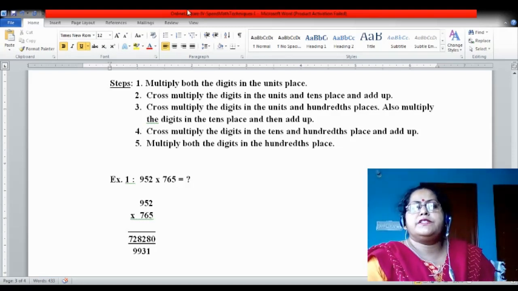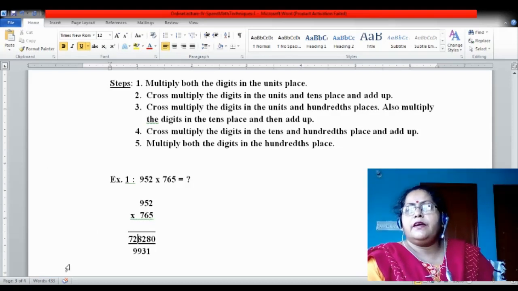So it is a 5-step method, as I have written the steps over here. But if you practice, because you are just getting the answer in one line instead of writing so many rows, it will definitely save your time. So I repeat once more this one because it is a bit more complicated than the previous one. What we have done is, first multiply the digits in the units place, then cross multiply the digits in the tens and the units place.